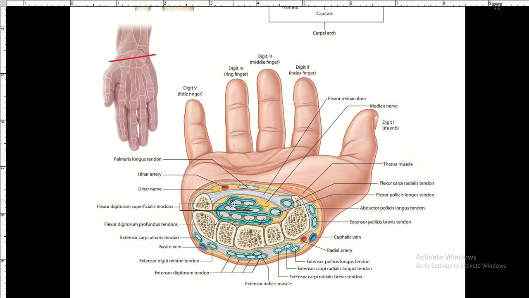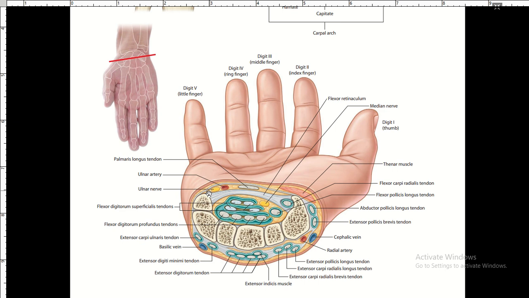Then proximally, it's going to reflect with the deep fascia of the skin, and distally it is going to be attached to the palmar aponeurosis, right? So there are structures that are superficial to this flexor retinaculum. They are very important, right? There must be four structures depending on where we cut. But since we are cutting here, we cannot see all of the structures.